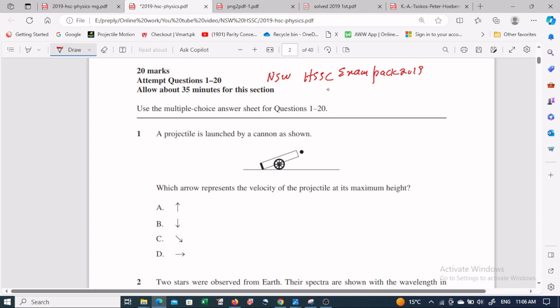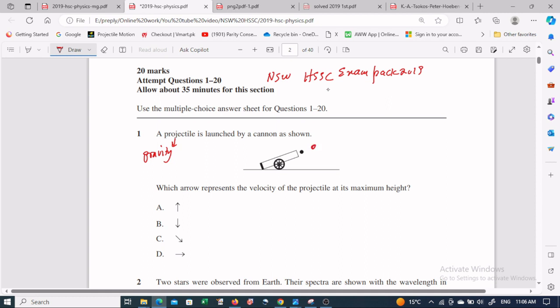A projectile is launched by a cannon as shown. Here is the cannon, and a projectile that is launched by the cannon. What is a projectile? A projectile is something that is moving under the influence of gravity. The only force acting on the projectile is gravity.